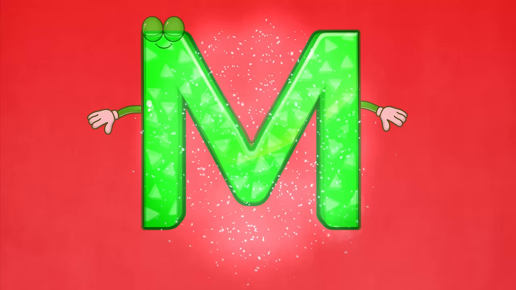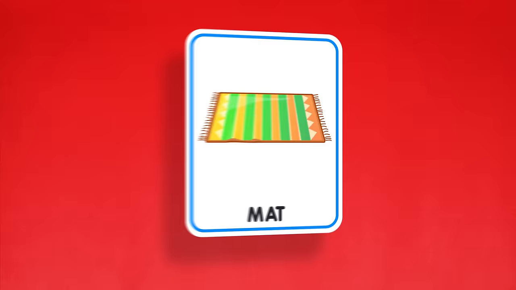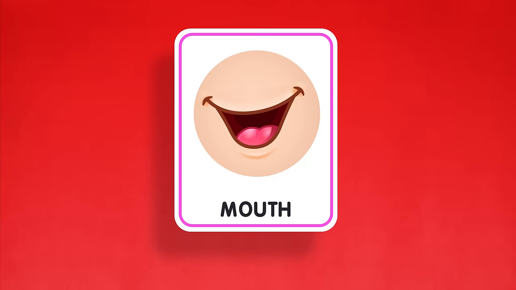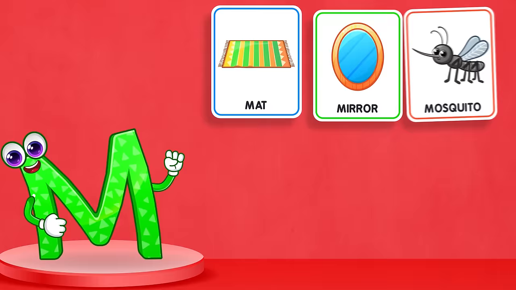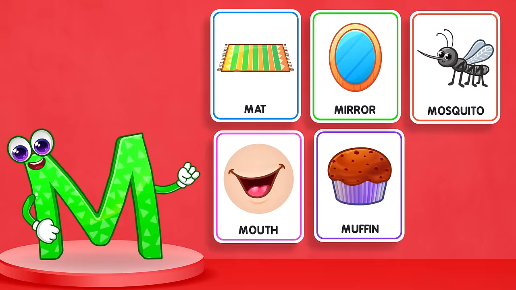M. This is M. M is for mat. Mirror. Mosquito. Mouth. Muffin. Mug. This is M. M is for mat. Mirror. Mosquito. Mouth. Muffin. Mug.